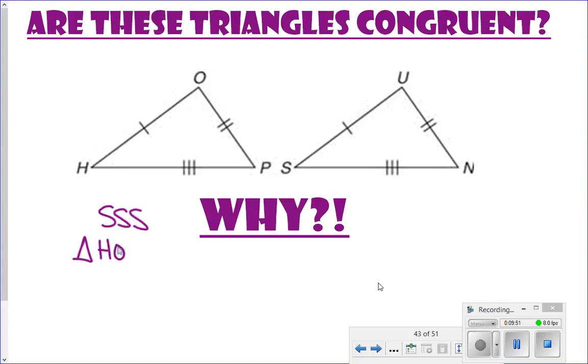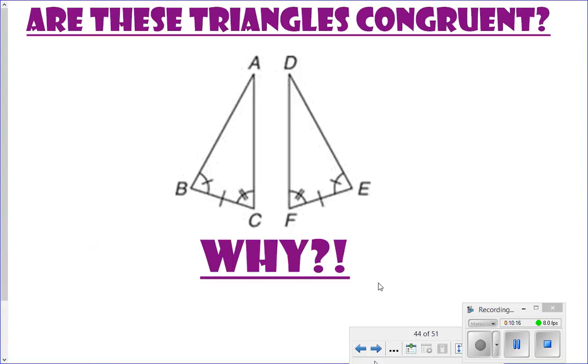Triangle HOP is congruent to triangle, and now I just have to watch my order. So HO means I want, HOP means I want triangle SUN. HOP, SUN, yep, that looks good because of side, side, side. Next one.